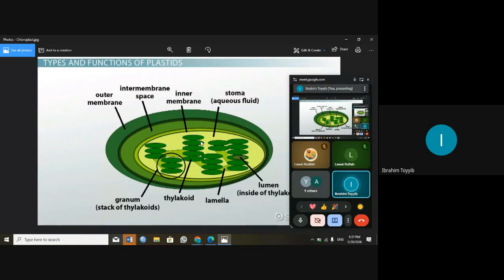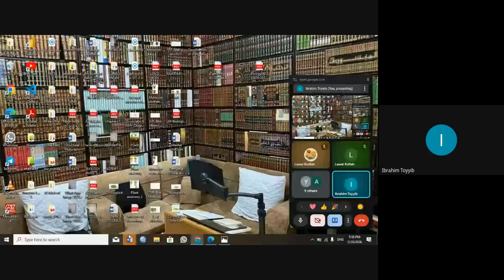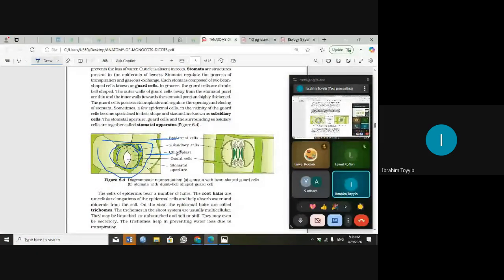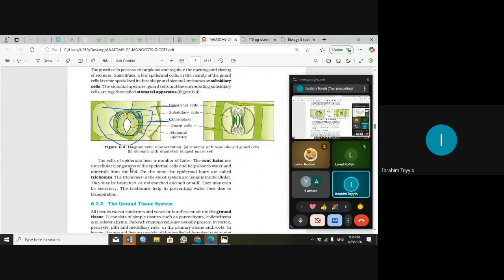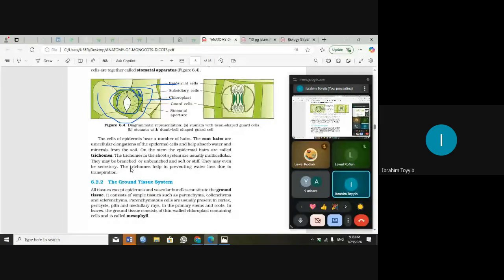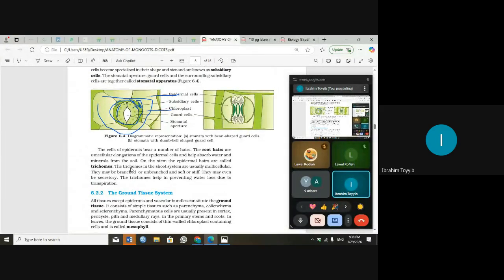You may be given a diagram of chloroplast, and they will not write these labeled parts. They will just write 1, 2. The part labeled 1 is what? The part labeled 2 is what? So you should take note of this diagram of chloroplast. So that's chloroplast. I hope you are following me.